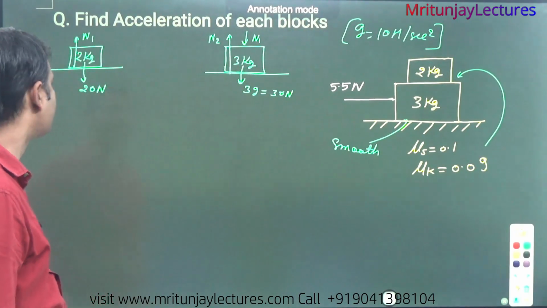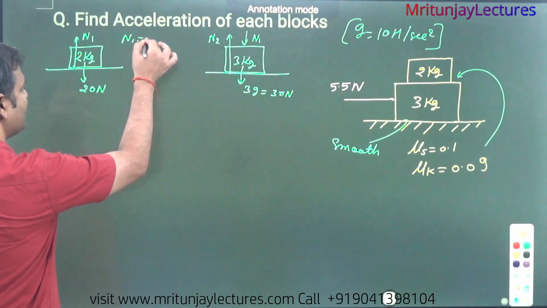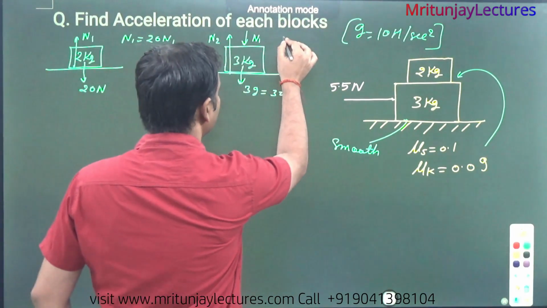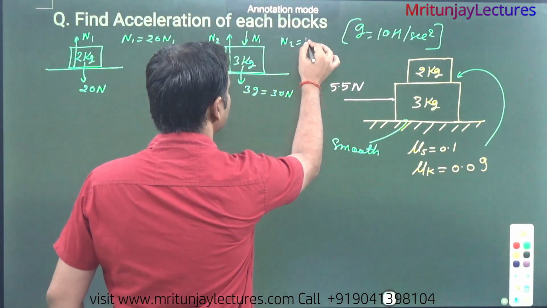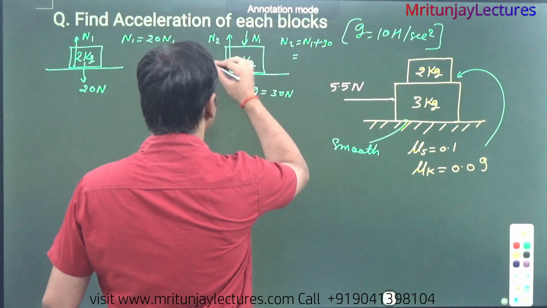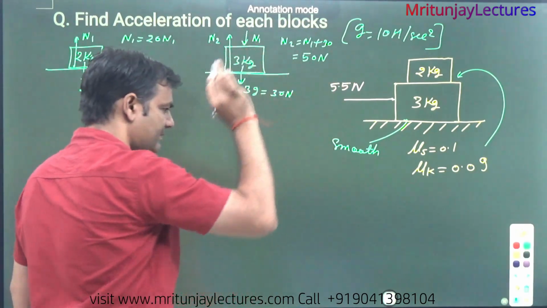After that, what about N1? If you ask, what about N1? It is 20 Newton. And what about N2? N2 is basically N1 plus 30 Newton, and N1 is 20, so this one is 50 Newton. Clear or not? Very simple.